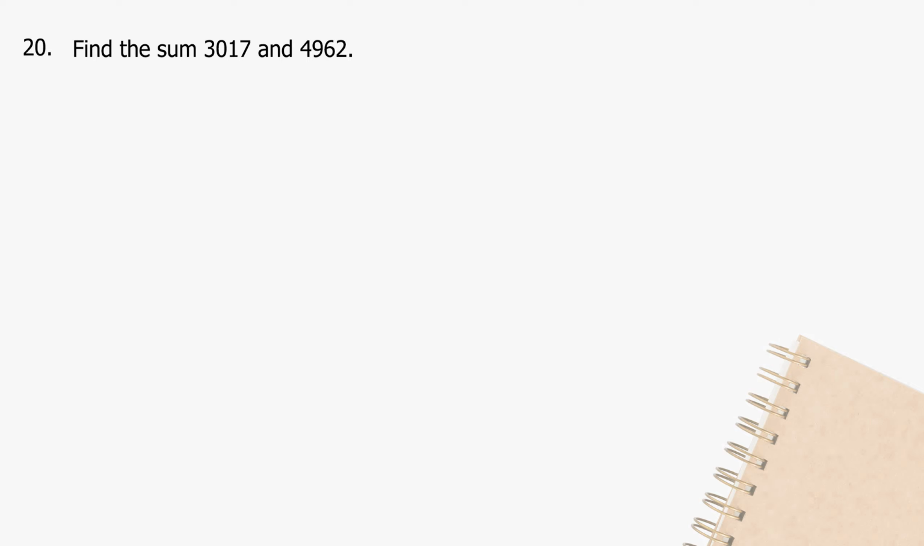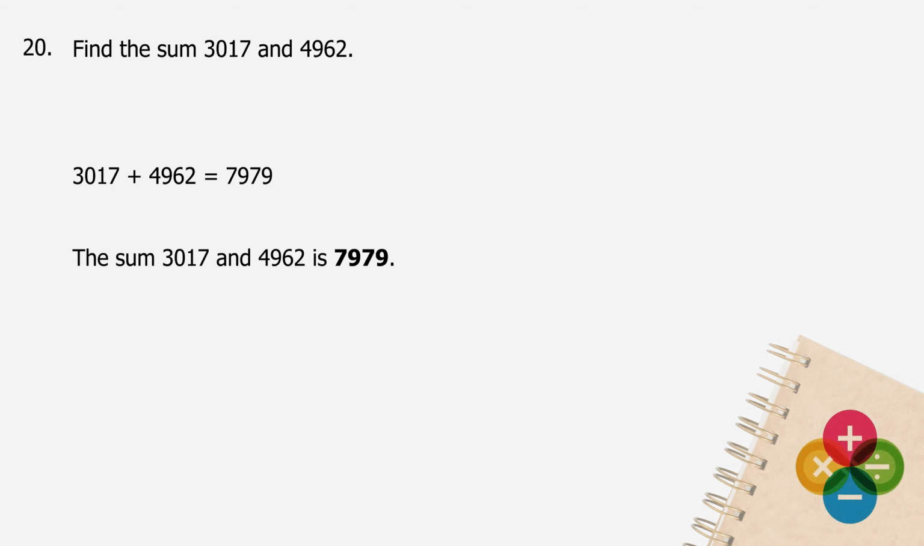Question 20. Find the sum of 3017 and 4962. The sum will be, add 3017 to 4962, and the sum is 7979. The sum of 3017 and 4962 is 7979.